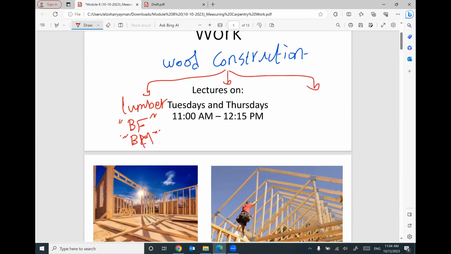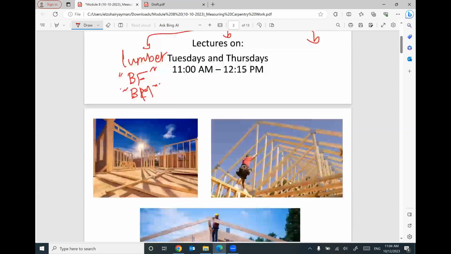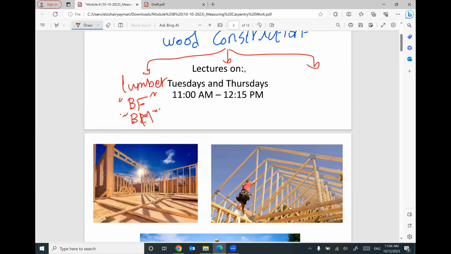The second technique is the unit or linear length. The third technique is the area. We will go through all of them one more time today.